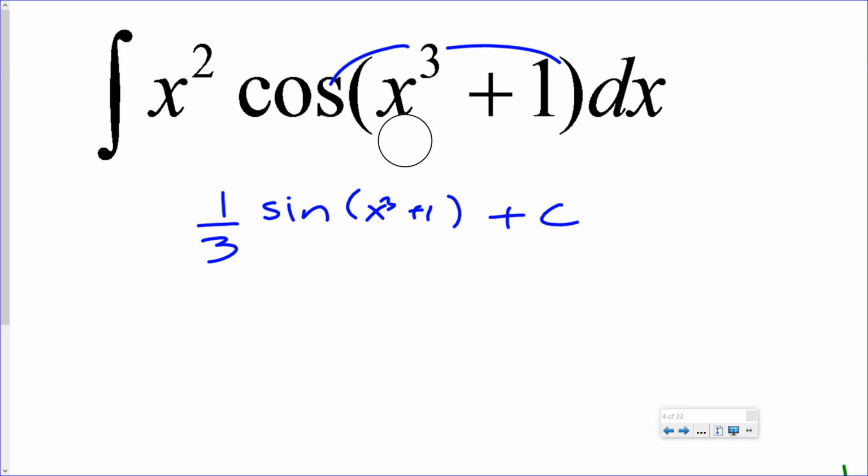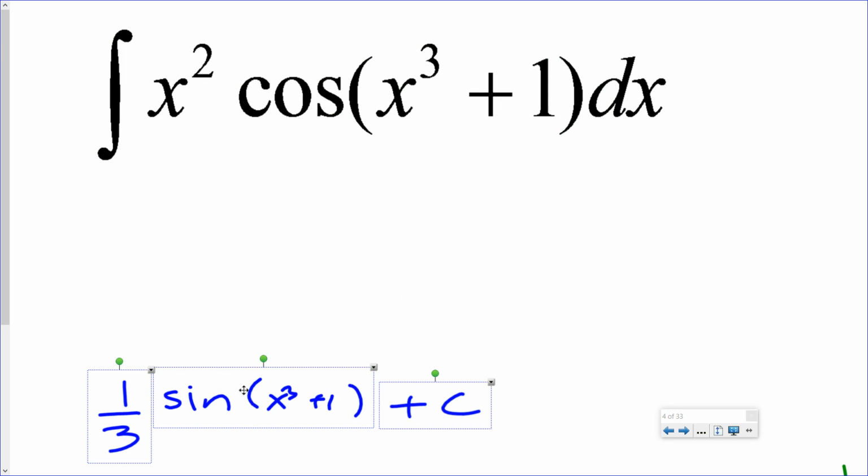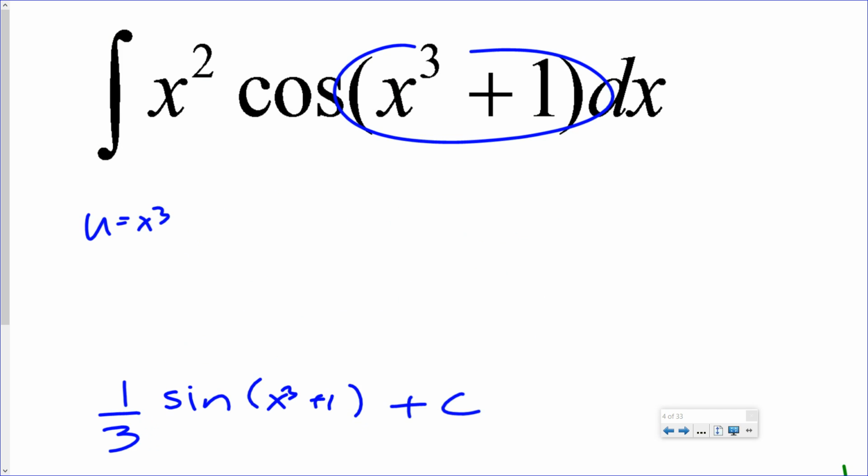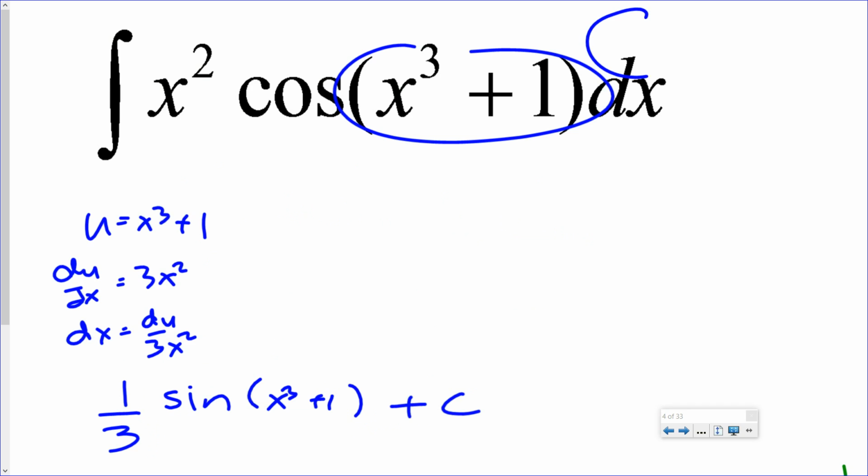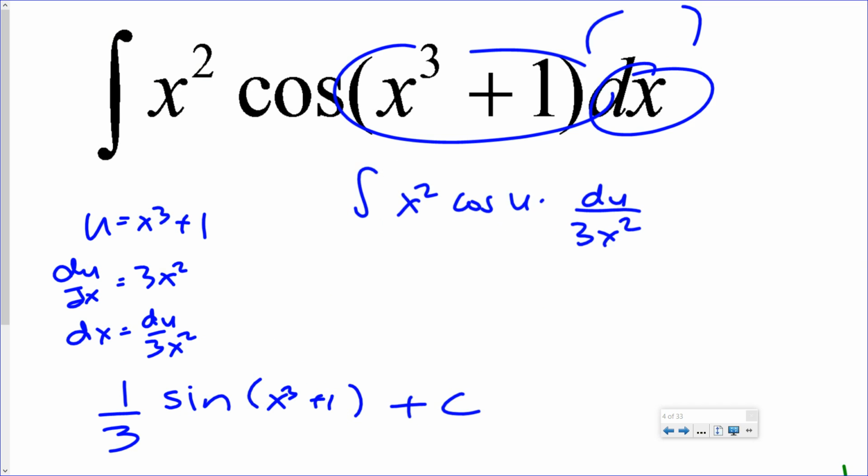Some of you guys may not have been comfortable with pattern recognition. If you're not comfortable with pattern recognition, you could also do u substitution. And so let me show you u substitution. So this would be your u. The derivative of u is what? 3x squared. You solve for dx. You substitute two things. You substitute your u and you substitute your dx. So this becomes x squared cosine u times du over 3x squared. Do my x's cancel out?